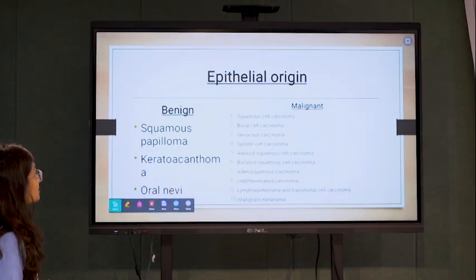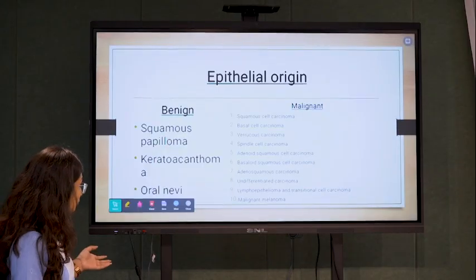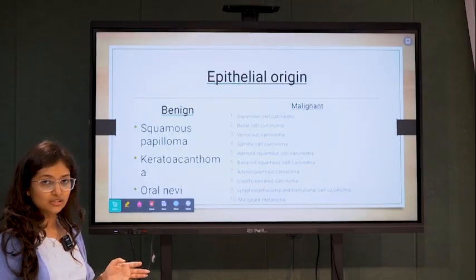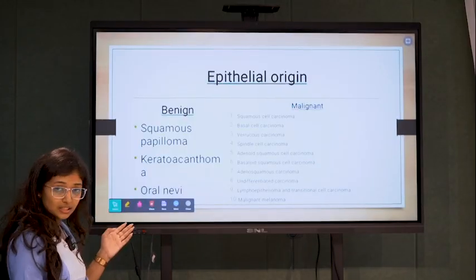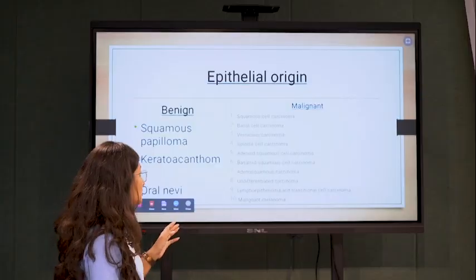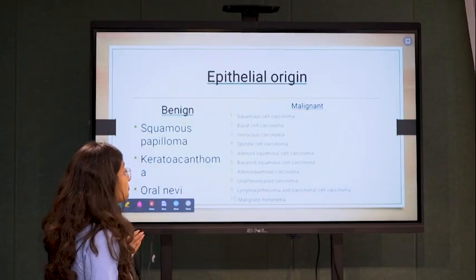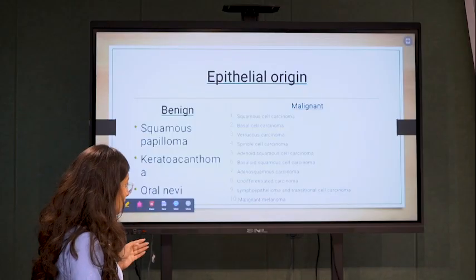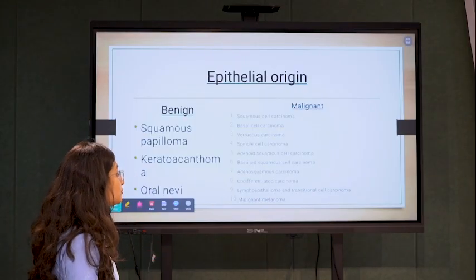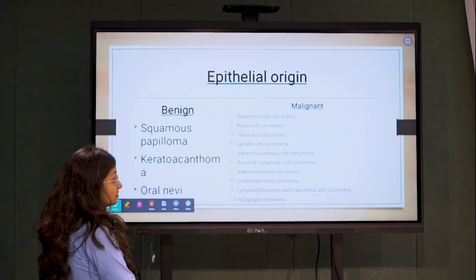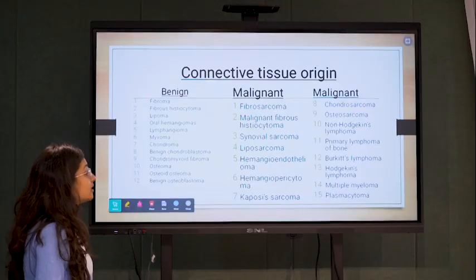So in benign, it consists of the squamous papilloma, second is the keratoacanthoma, and the third is the oral nevus. Okay, so these are the most common benign ones of epithelial origin. Whereas in malignant: squamous cell carcinoma, basal cell carcinoma, verrucous carcinoma, spindle cell, adenosquamous, basaloid, undifferentiated carcinoma, lymphoepithelial and transitional cell carcinoma, and malignant melanoma. Okay, these are the common ones.